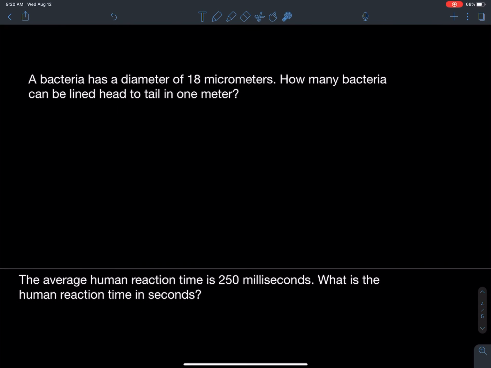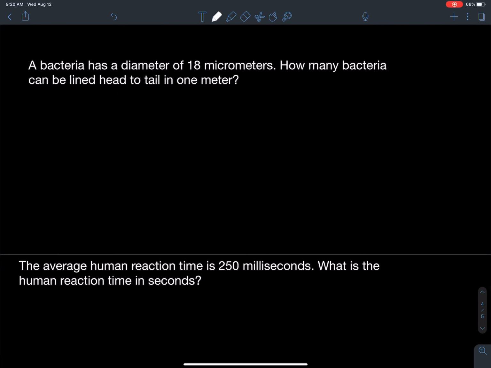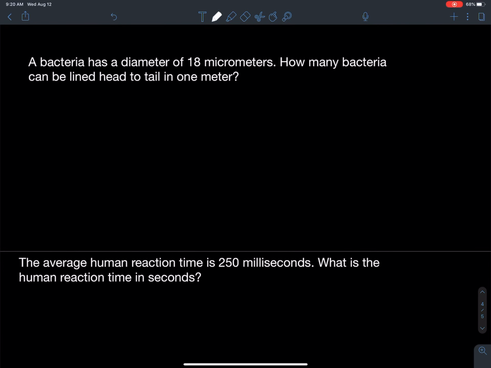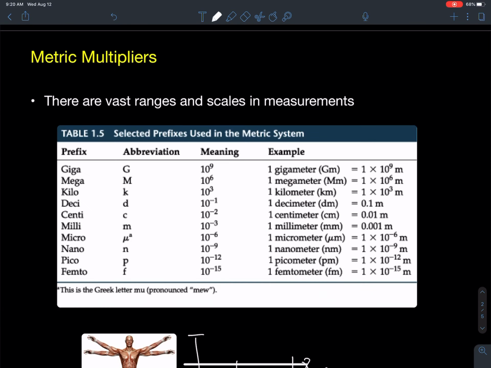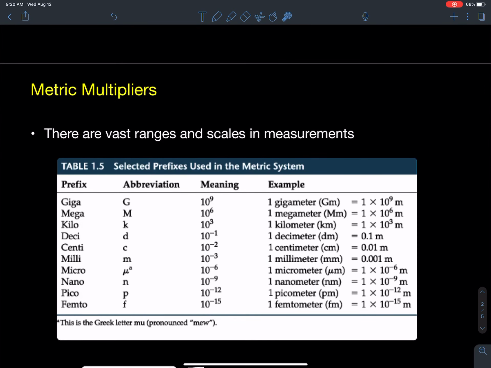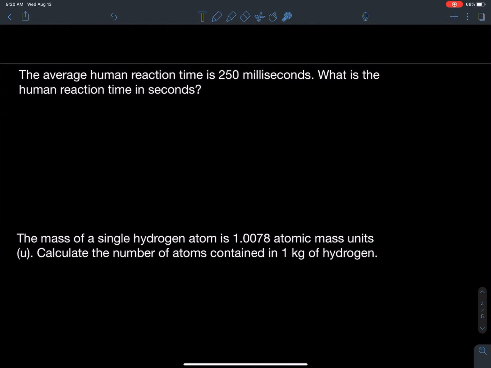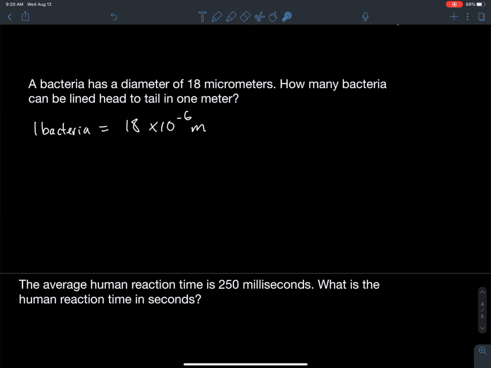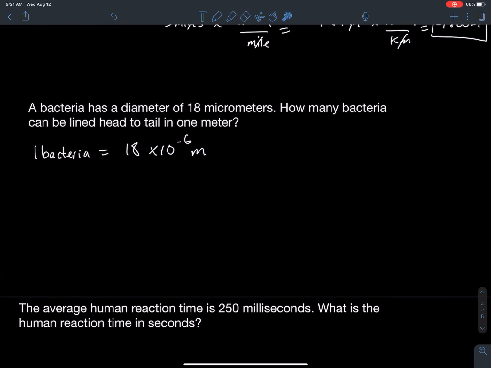Now, a bacteria has a diameter of 18 micrometers. How many bacteria can be lined head to tail in 1 meter? So 1 bacteria is equal to 18 times 10 to the minus 6 meters. How do I know that? If I go up to this table, micro is 10 to the minus 6.